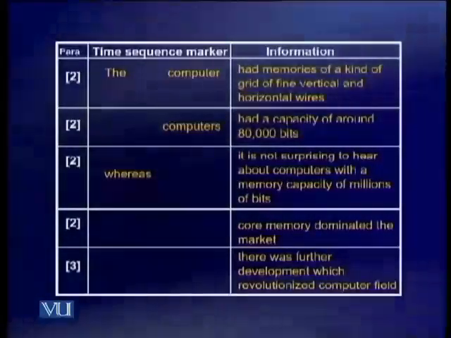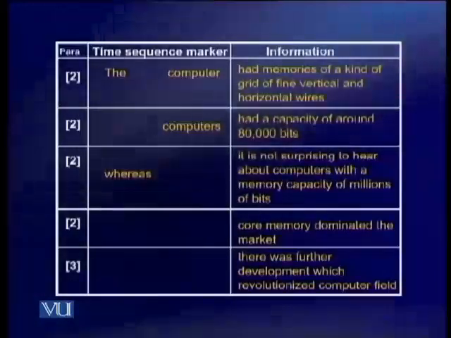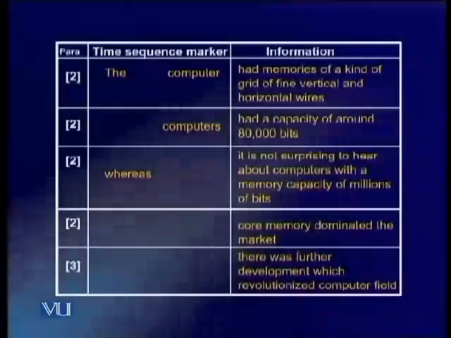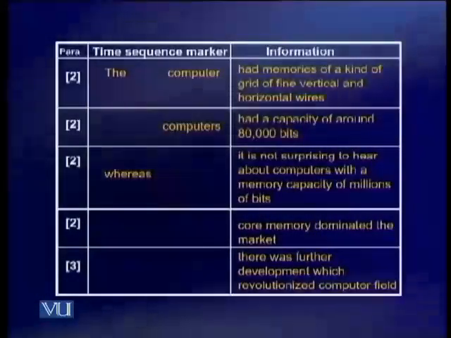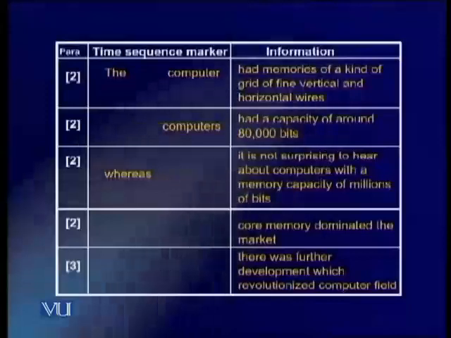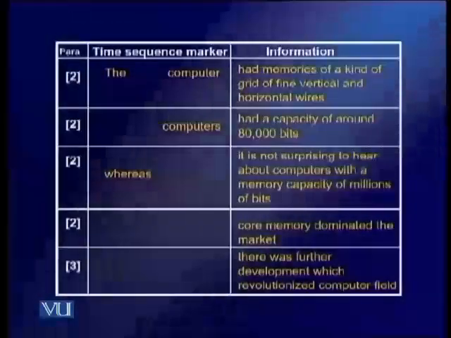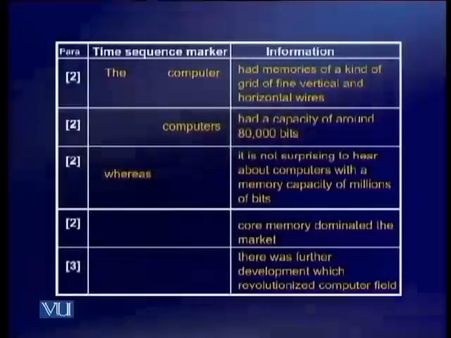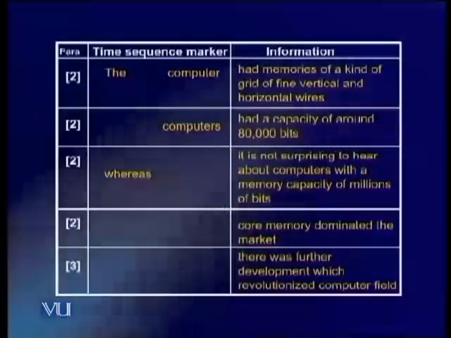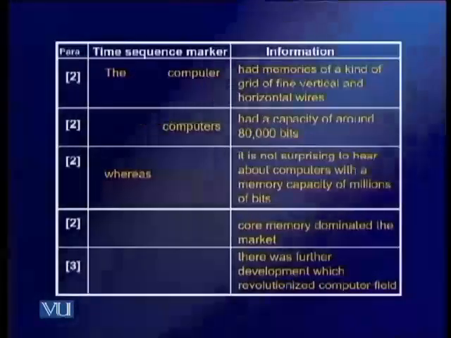And in the next one, again the information is given to you, core memory dominated the market. And you have to fill in the time sequence marker, which would be throughout the 1950s, 60s, and up to the mid-70s. In the last one, move on to paragraph 3. The information given to you is there was further development which revolutionized. What is the time period? You have to fill in that column with the phrase in the 1970s.